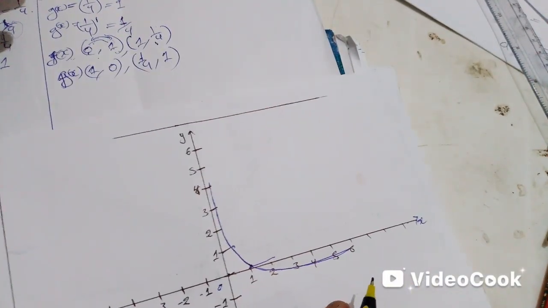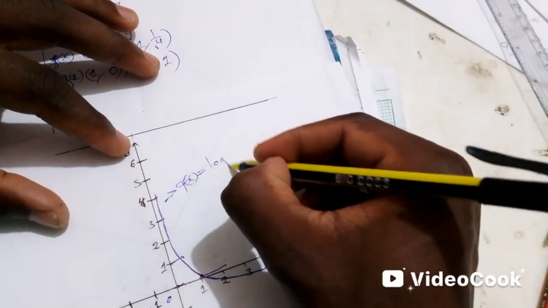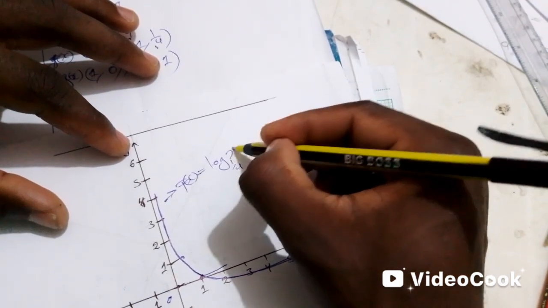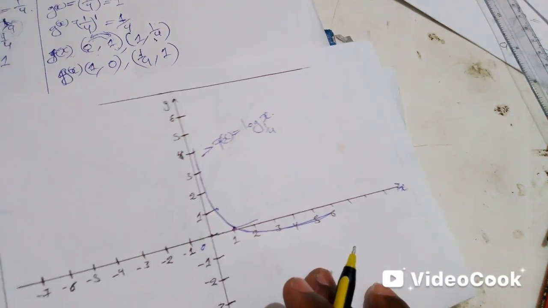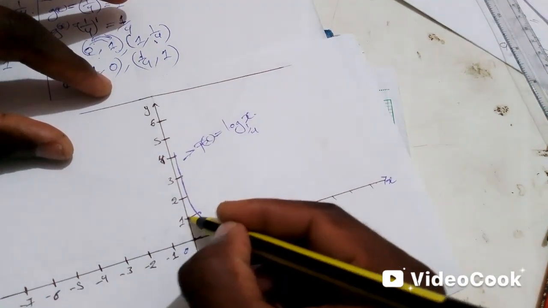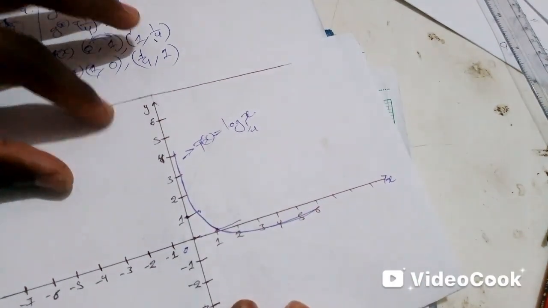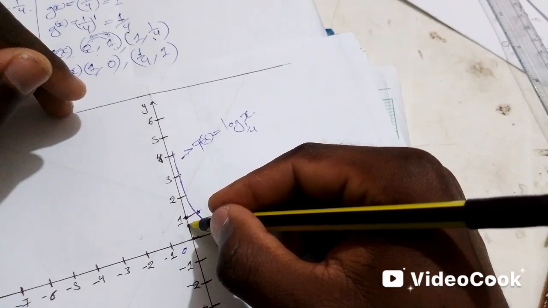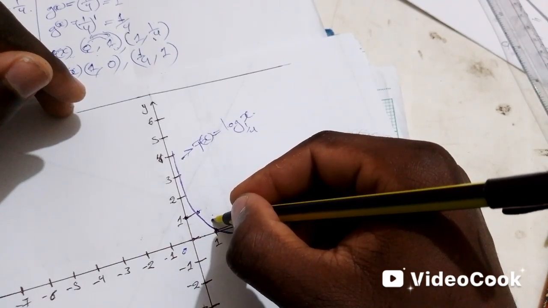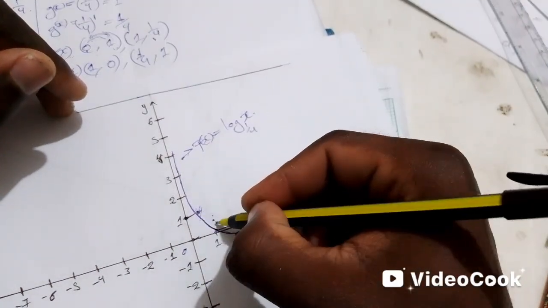We had the g coordinates. Let me just say this is f of x, which is equal to log base 1 over 4 of x, and then let's see the g of x, where we have (0, 1), (0, 1), that is here. And then what do we have again? We have (1 over 4, 1) somewhere here, so I can put it somewhere here.